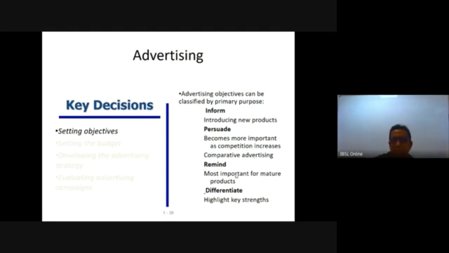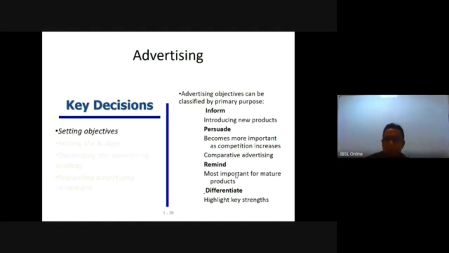Remind is more important for mature products. At the maturity level, you do more reminding-type advertising. The product is now years of age, but you keep reminding. Differentiate, highlight key strengths. Differentiation also comes at the maturity level of the product life cycle. You have to differentiate your product from the rest at the growth and maturity levels. Even Lux and Sunlight still advertise to remind customers about the goodness of Lux and the usefulness of Sunlight. Reminding advertising is just to keep the brand alive.